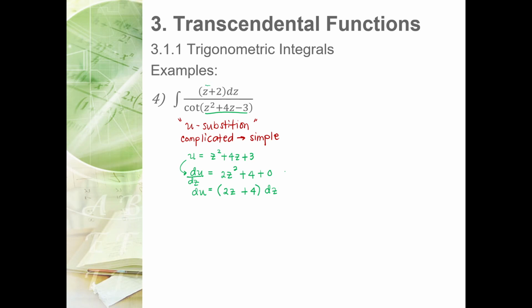Okay, if you try to look at the equation, we have a term here, which is z plus 2 dz, and our term here is 2z plus 4. So we can create it in a manner that it's similar to the numerator presented above. You can factor out 2, so this will be 2 times z plus 2, and then dz. Notice that we still have the 2 on the right side. For us to completely isolate z plus 2 dz, we can divide everything by 2. And then our final format for du is du over 2, now a fraction, and the right side is z plus 2 dz.